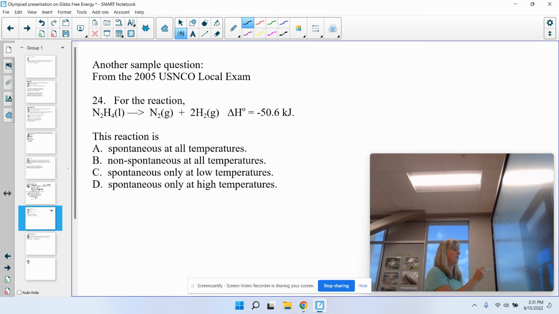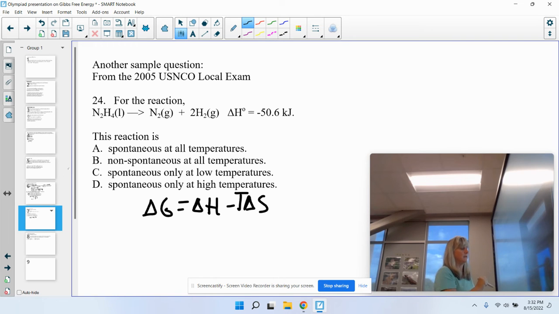spontaneous only at high. So once again, just thinking about this equation and thinking about what the signs will be, we'll be able to answer that question. So we know that delta H is negative. And now in this one, we have a liquid going to a gas. So we know that our entropy is positive and always our temperature is positive.